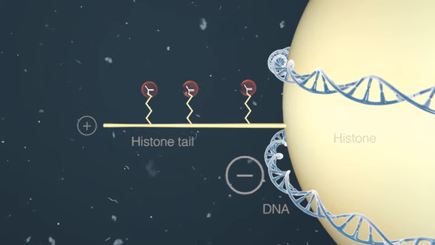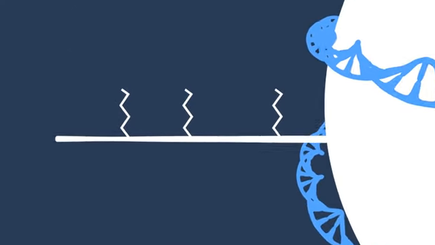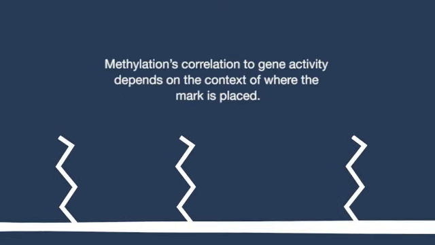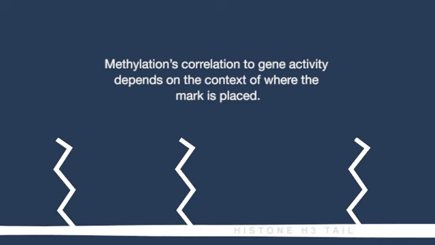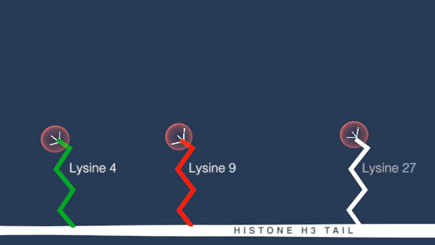Lysine and arginine amino acid residues on histone tails can also be methylated. Methylation is more complex than acetylation. Its correlation to gene activity depends on the context of where the mark is placed. For instance, when methylation marks are placed on lysine 4 of the tail of histone H3, usually this correlates with actively expressed genes. However, when methylation marks are placed on lysine 9 or lysine 27 of the tail of histone H3, genes are usually repressed.